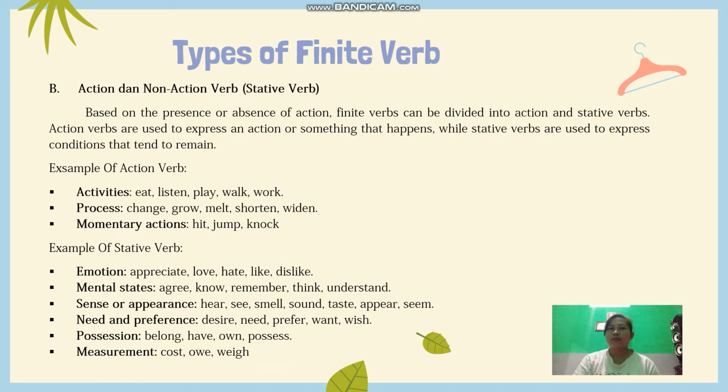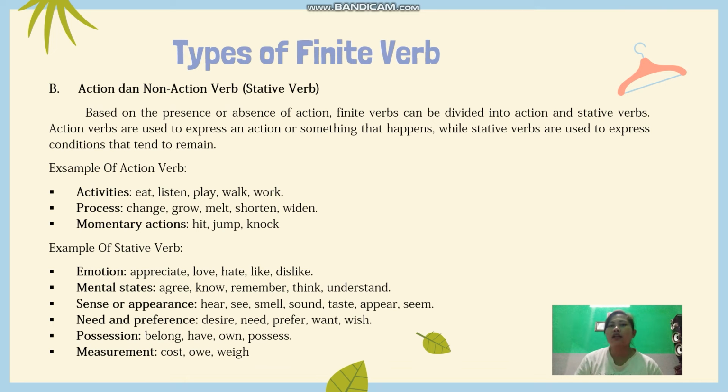And the example of action verb. The first is about activities. There are eat, listen, play, and work. Processes are change, grow, melt, shorten, widen. And momentary actions are hit, jump, knock.